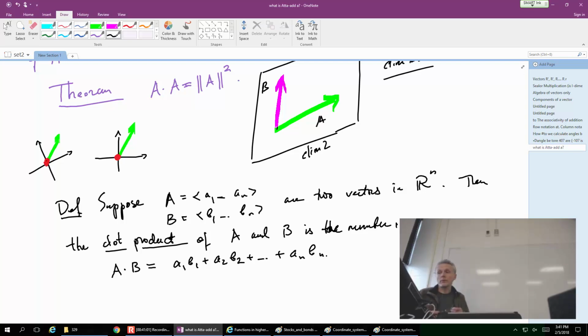Okay, so you can certainly see that the magnitude would definitely come from this. If I replace B with A, I will have the square of the magnitude, so that theorem at the top will remain valid. So let me jump to the angle.